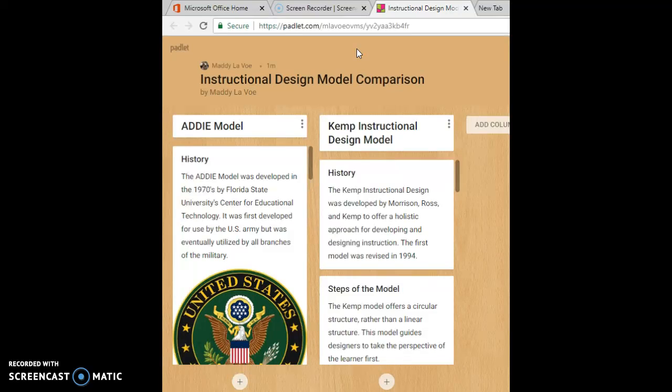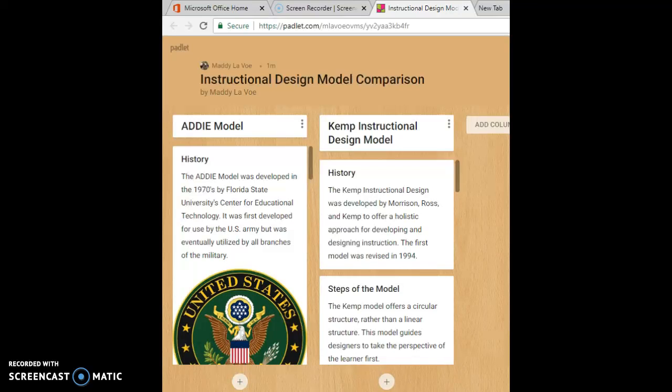The ADDIE model began in the 1970s after it was created by Florida State University's Center for Educational Technology. Originally, it was developed for use by the United States Army, and then it expanded to use in a variety of military branches, and now it is used by instructional designers really at different businesses, colleges, universities, schools, you name it.